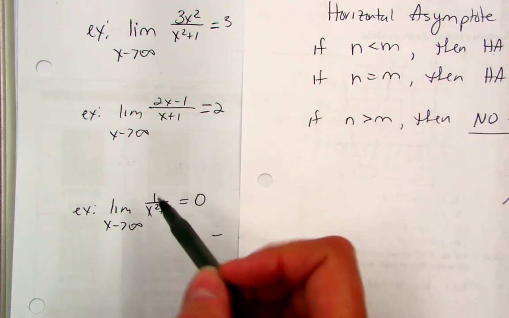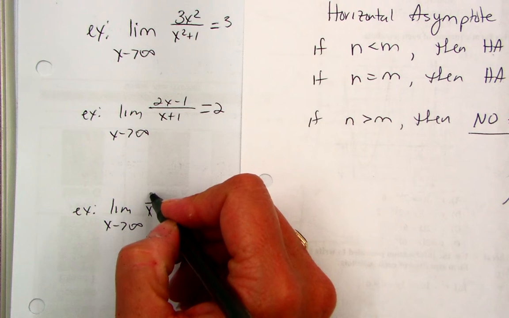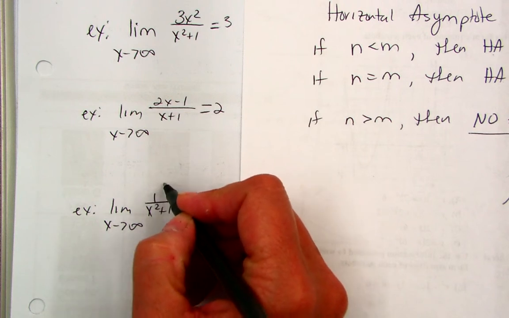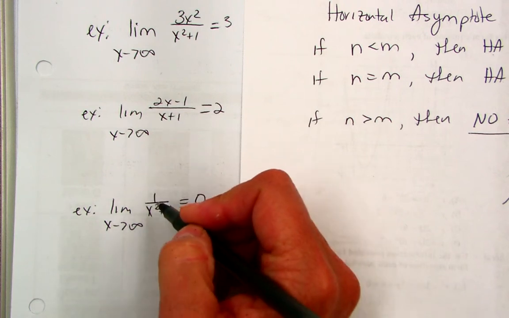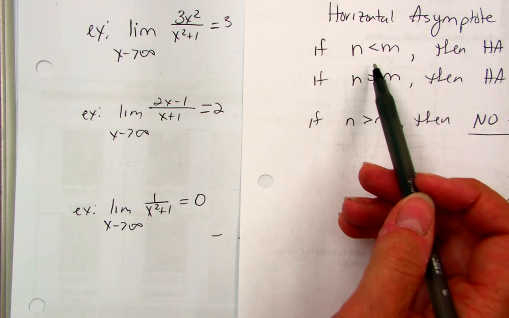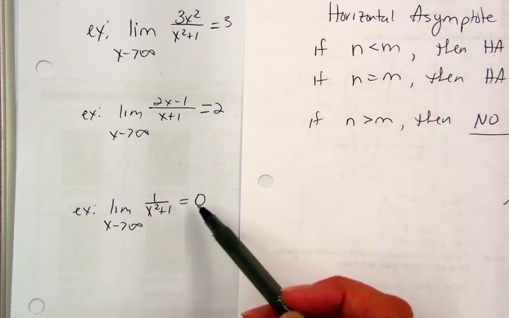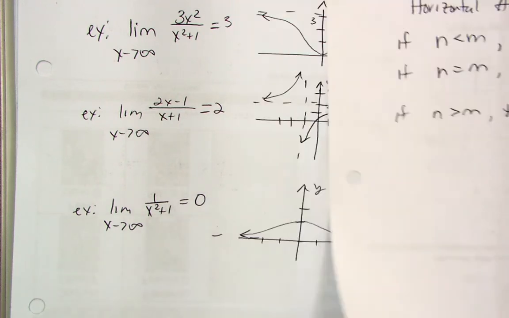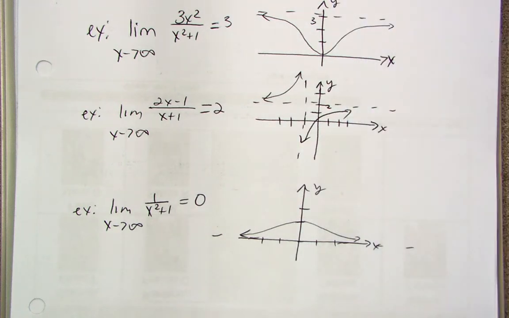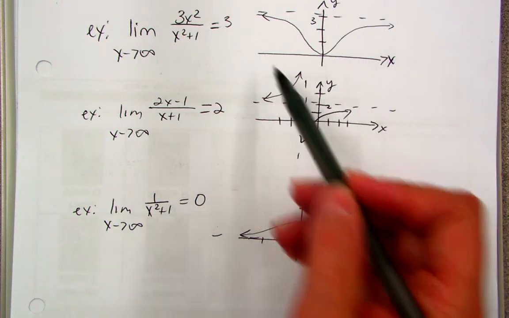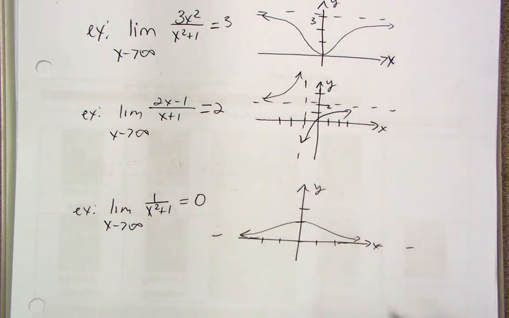This one here, I could put in the numerator x to the 0 power. This would be 0, this would be 2. That would be this case. n is less than m. Then the horizontal asymptote is 0, which is true by the sketch of the graphs. So if I'm going to positive or negative infinity, I'm approaching that horizontal asymptote.